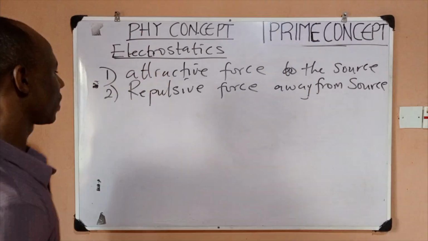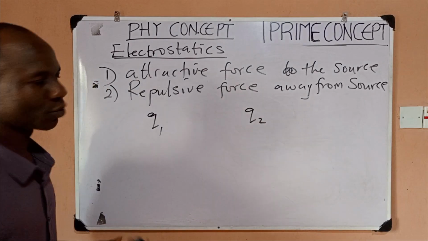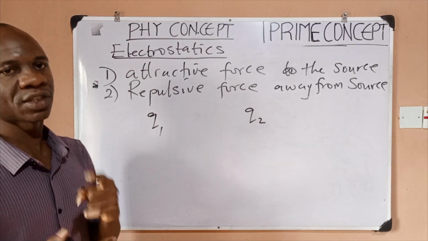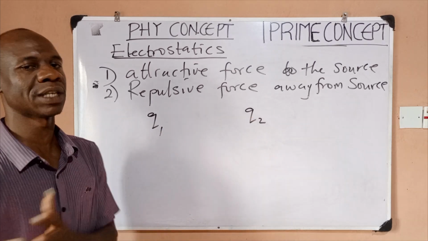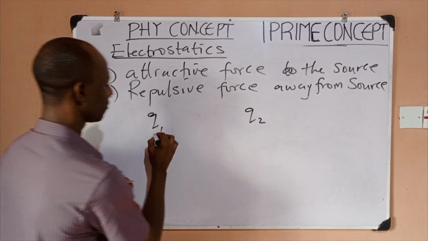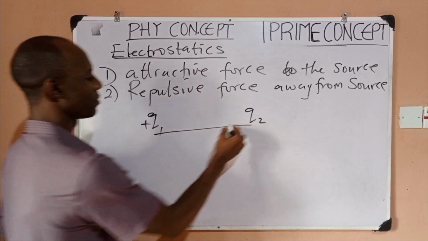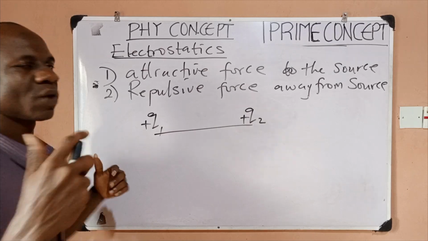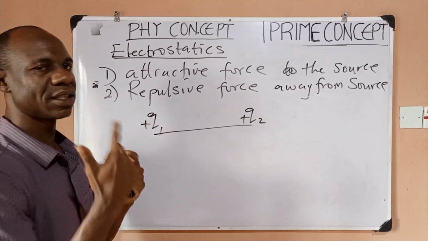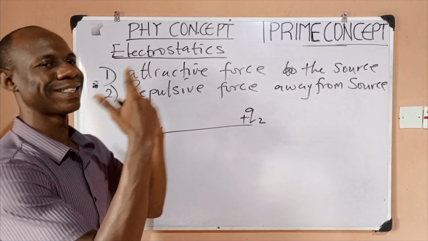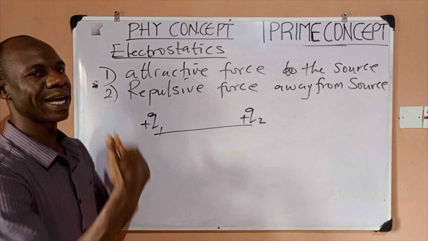Now say we have Q1 and you have Q2. I'm sure you know that Coulomb's force is always a force that has its point of application in the line that joins the two charges, that connects them. So we'll have a line connecting these two charges. Now, if this is positive, and the question says, find the force that Q1 would exert on Q2.